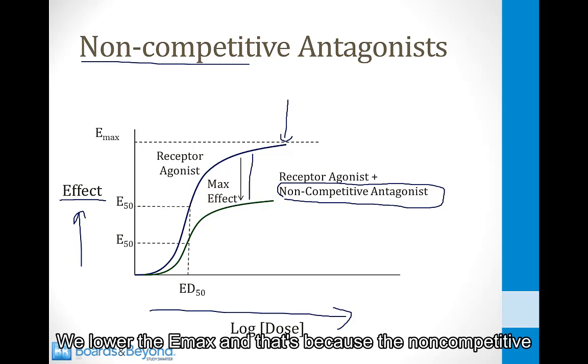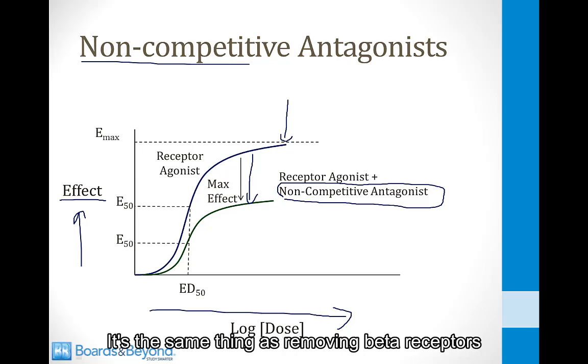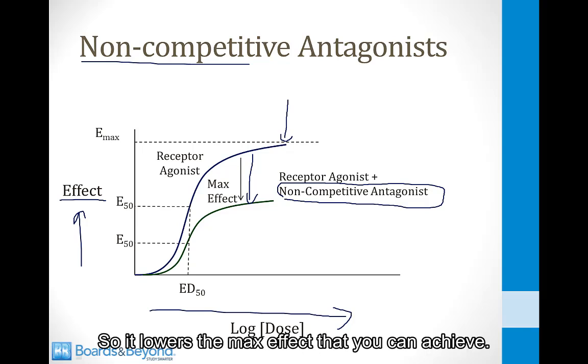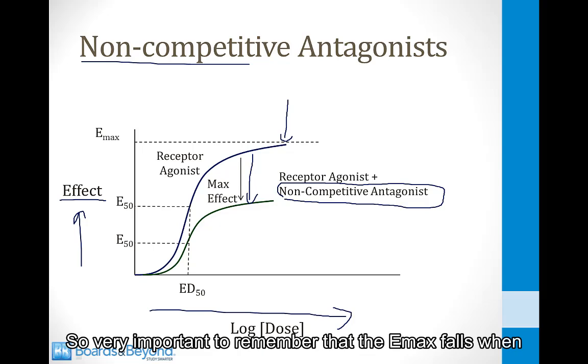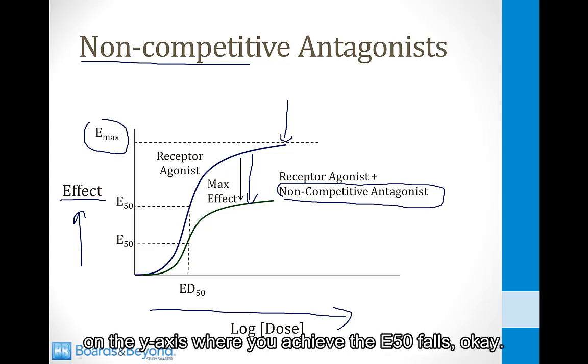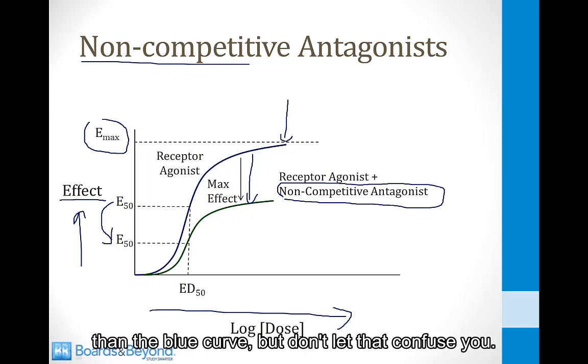We lower the Emax, and that's because the non-competitive antagonist is permanently changing the shape of those beta receptors. It's the same thing as removing beta receptors from the system. So it lowers the max effect that you can achieve. So very important to remember that the Emax falls when you add a non-competitive antagonist. Now notice that the point on the y-axis where you achieve the E50 falls. Okay, it's going to be lower for the green curve than the blue curve, but don't let that confuse you.